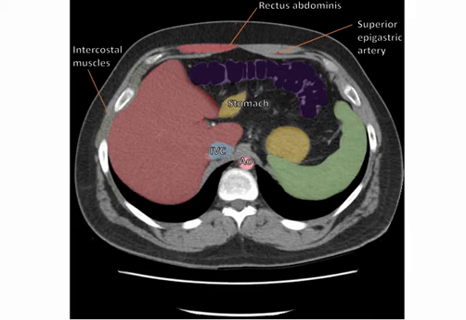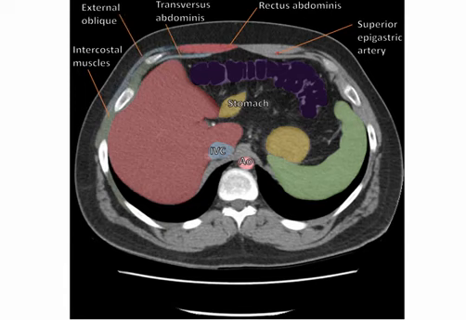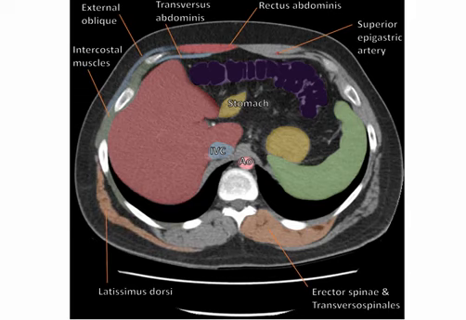We can also start to see some of the superior aspects of the external oblique and the transverse abdominis muscles. Posteriorly, we can see the erector spinae and transversospinalis muscle groups. More laterally, we can also see the latissimus dorsi muscle. Also, we can see the spinal cord traversing the vertebral canal.